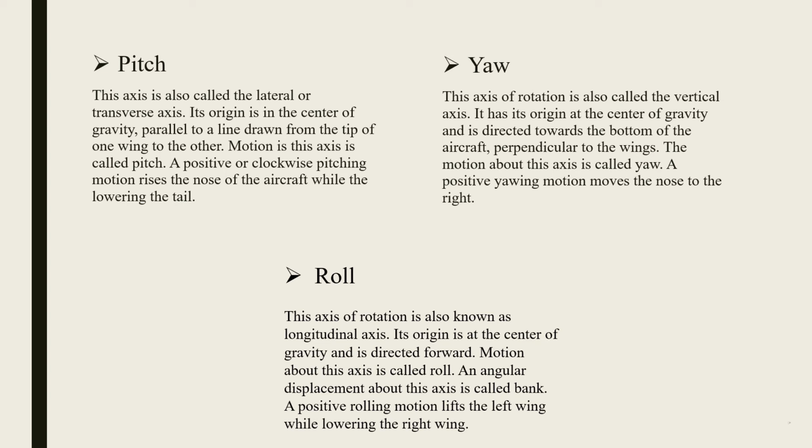Roll. This axis of rotation is also known as the longitudinal axis. Its origin is at the center of gravity and is directed forward. Motion about this axis is called roll. An angular displacement about this axis is called bank. A positive rolling motion lifts the left wing while lowering the right wing.